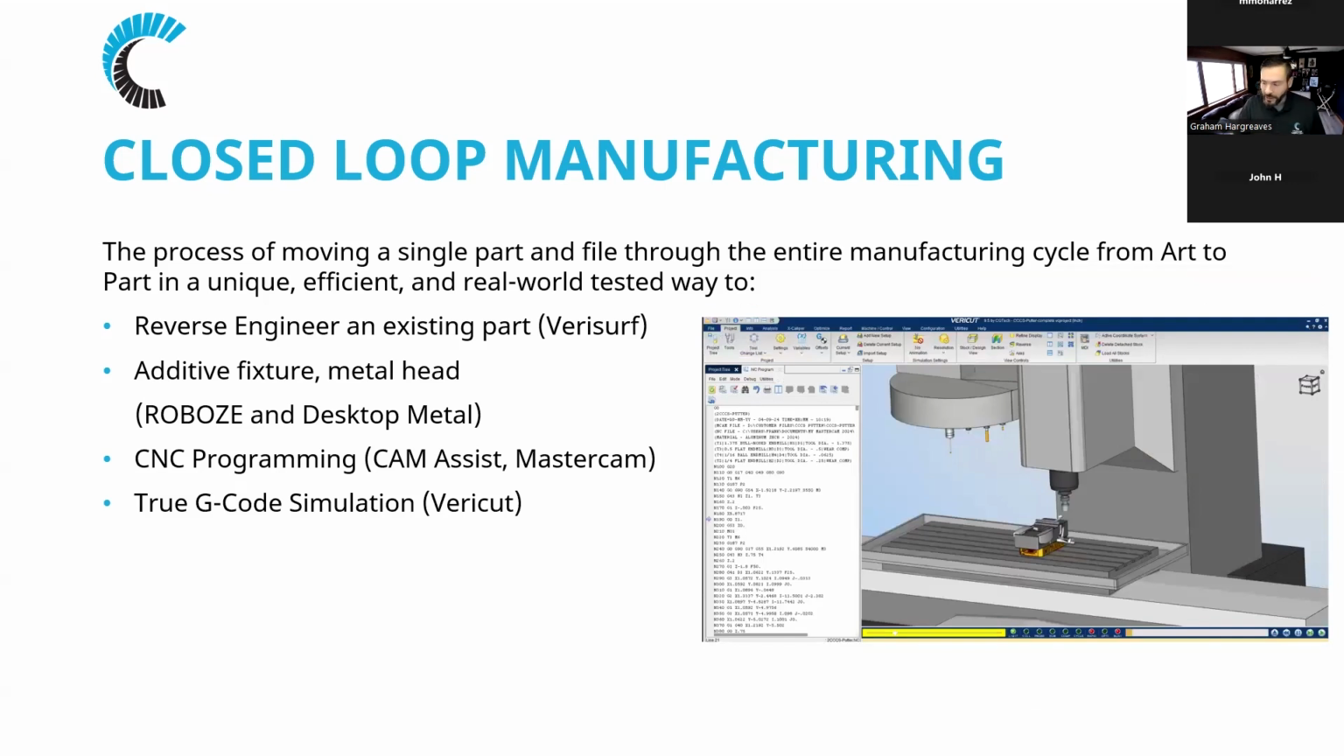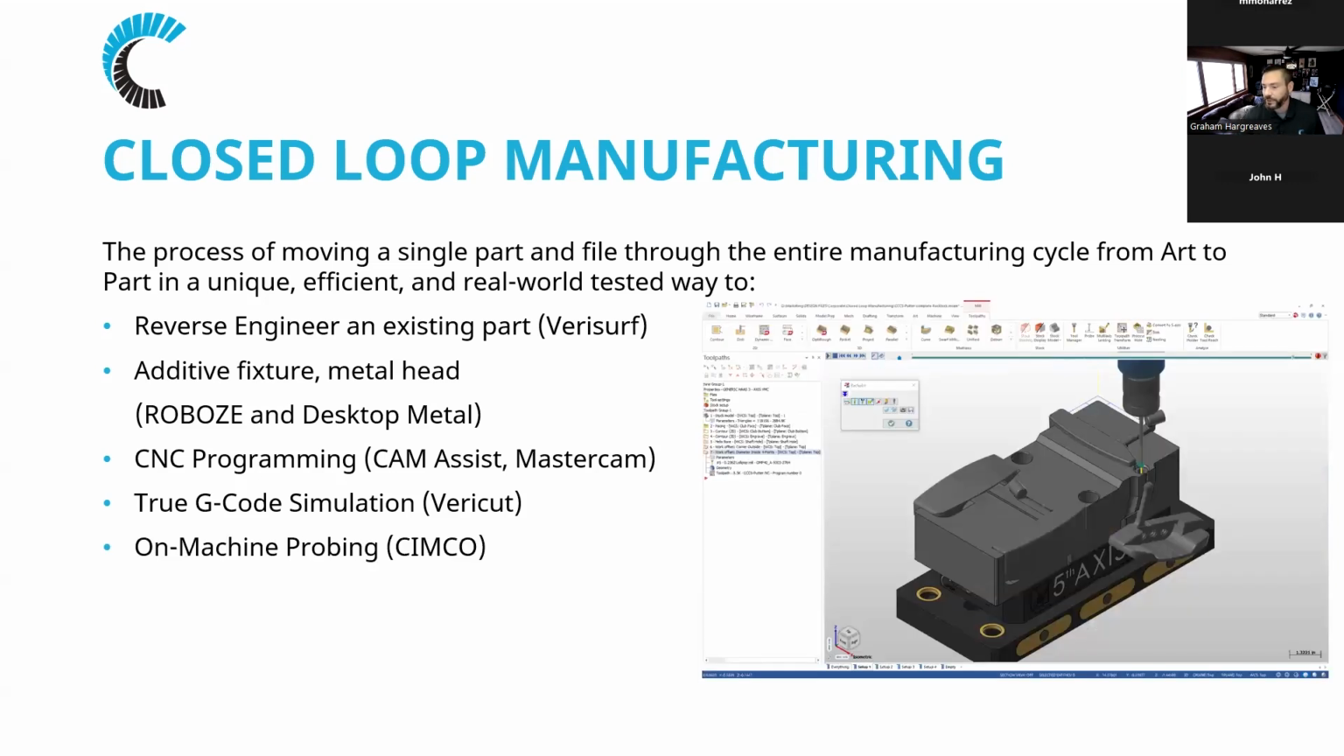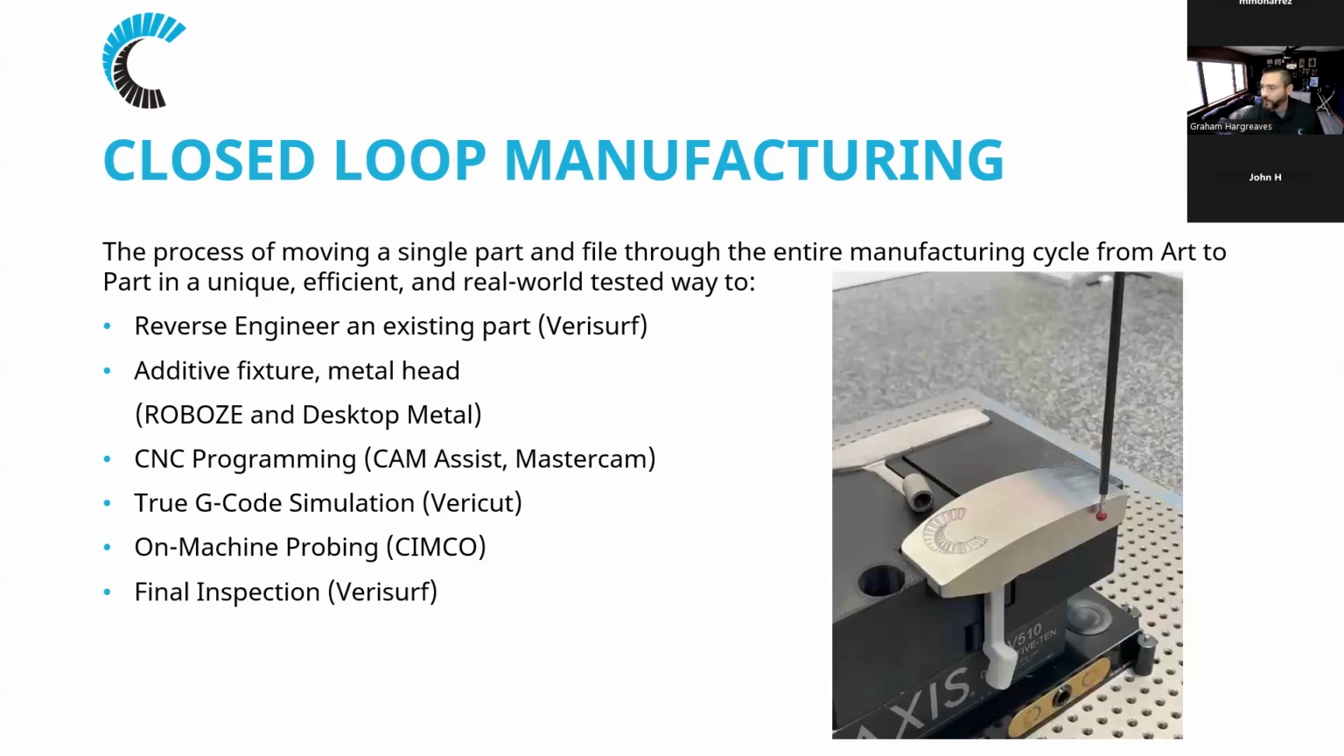Then we want to make sure that you're not going to crash the machine and you know exactly what that code is going to do with the machine. So we have Vericut for true G-code simulation. When it's on the machine, you might need to add in some probing routines. We introduced Simco with that. And then when the part's done, you need to inspect it to make sure everything is good to go. We do offer all of these products.